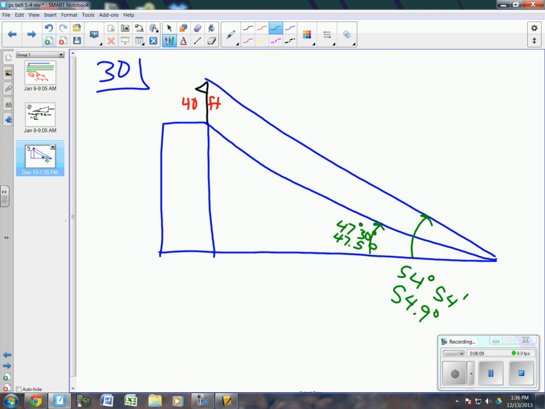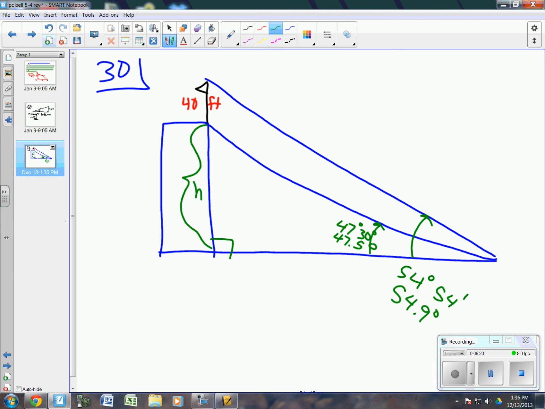How tall is the building? So it wants to know from here down to there, right? Now, we have a right triangle here. In fact, we got two of them, don't we? We got this one, and we got the big one right up here. Do I have any sides of those two right triangles?